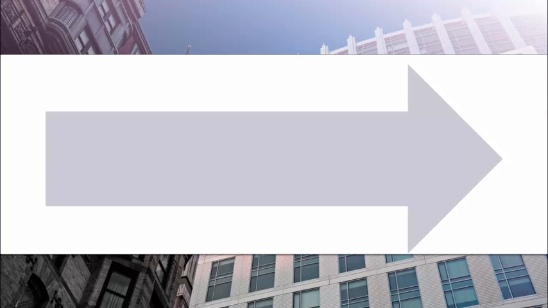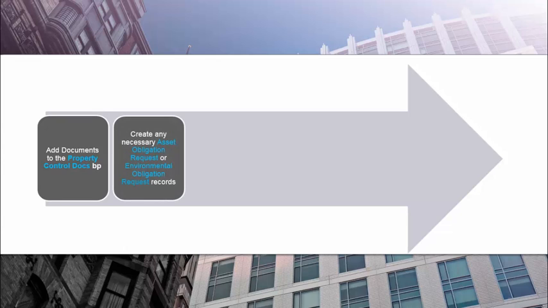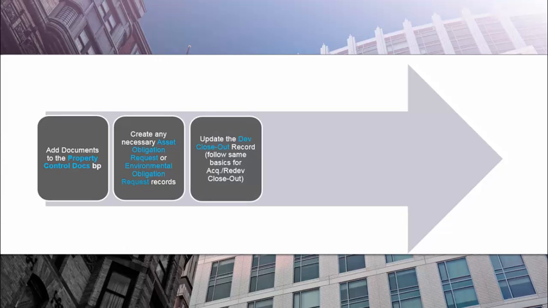Let's take a look at the overall process. First, be sure to add any necessary documents to the Property Control Docs BP. Next, create any necessary asset obligation requests or environmental obligation request records. That brings us to updating the dev closeout record.